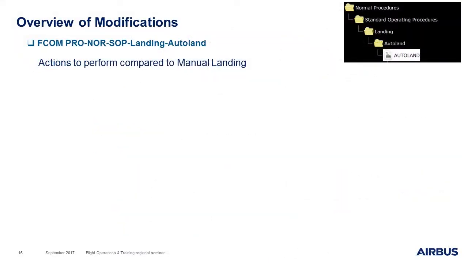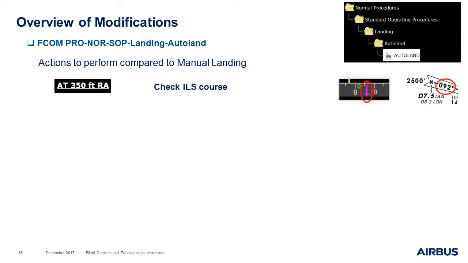Let's now have a look at the new chapter we have created, the chapter called Autoland. Here are the actions to be performed compared to manual landing. At 350 feet radio altimeter, you have to check the ILS course. You check that the pointer is aligned with the runway course.